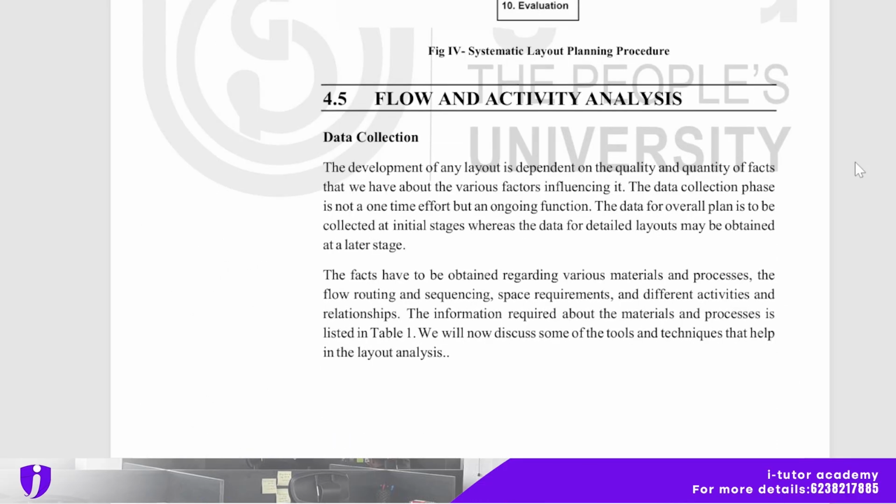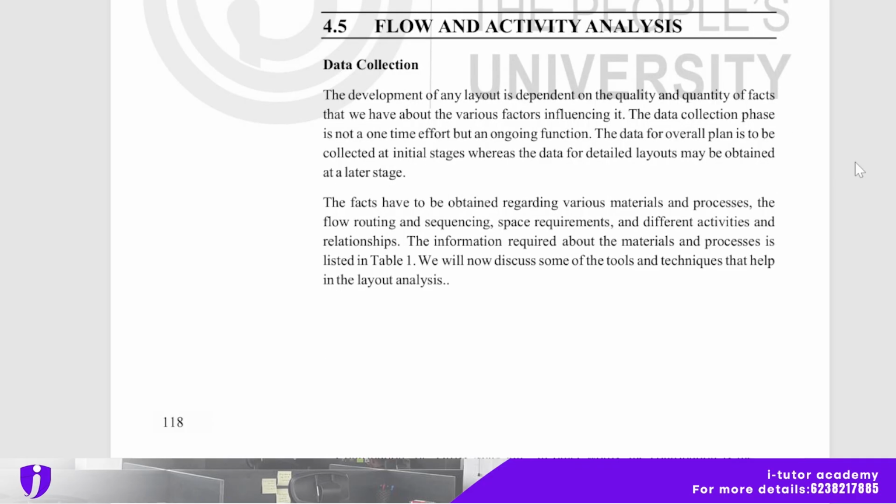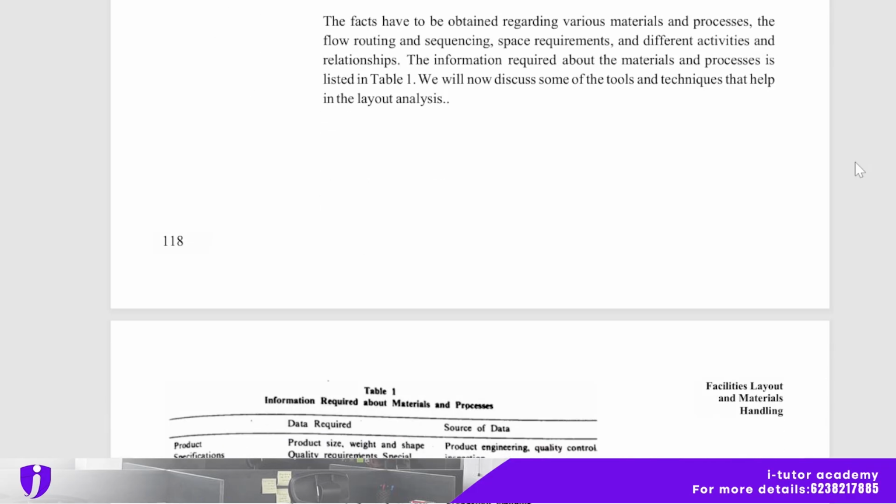And the next is flow and activity analysis. What is flow and activity analysis? There is data collection. The development of any layout is dependent on the quality and quantity of facts that we have about the various factors influencing it. The data collection phase is not a one-time effort but an ongoing function. The data for overall plan is to be collected at the initial stages, whereas the data for detailed layout may be obtained at a later stage. And the facts have to be obtained regarding various materials and processes, the flow routing, space requirement and different activities and relationships.